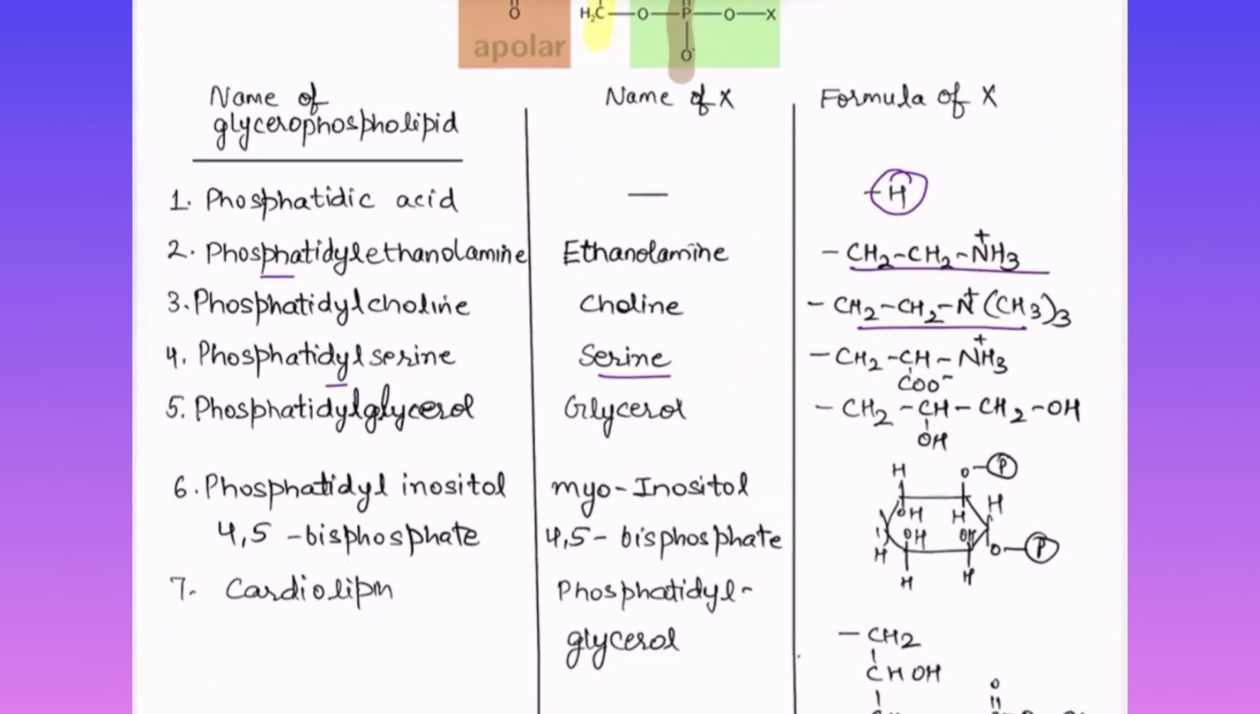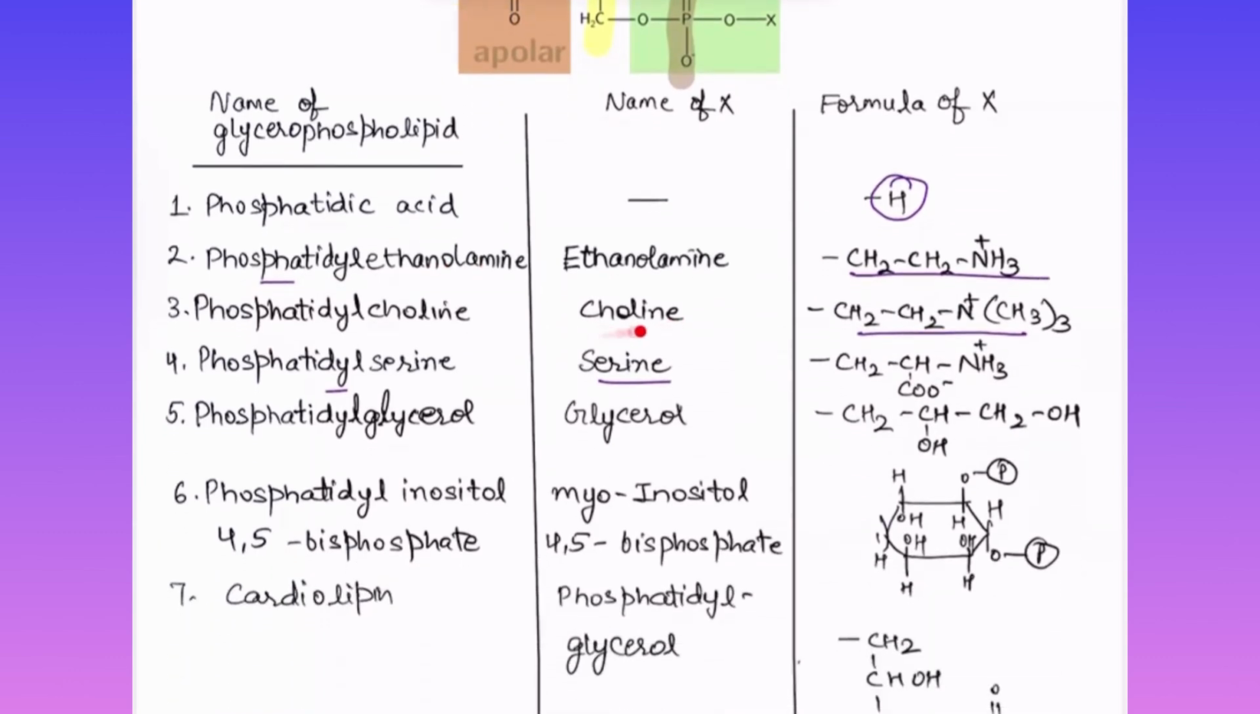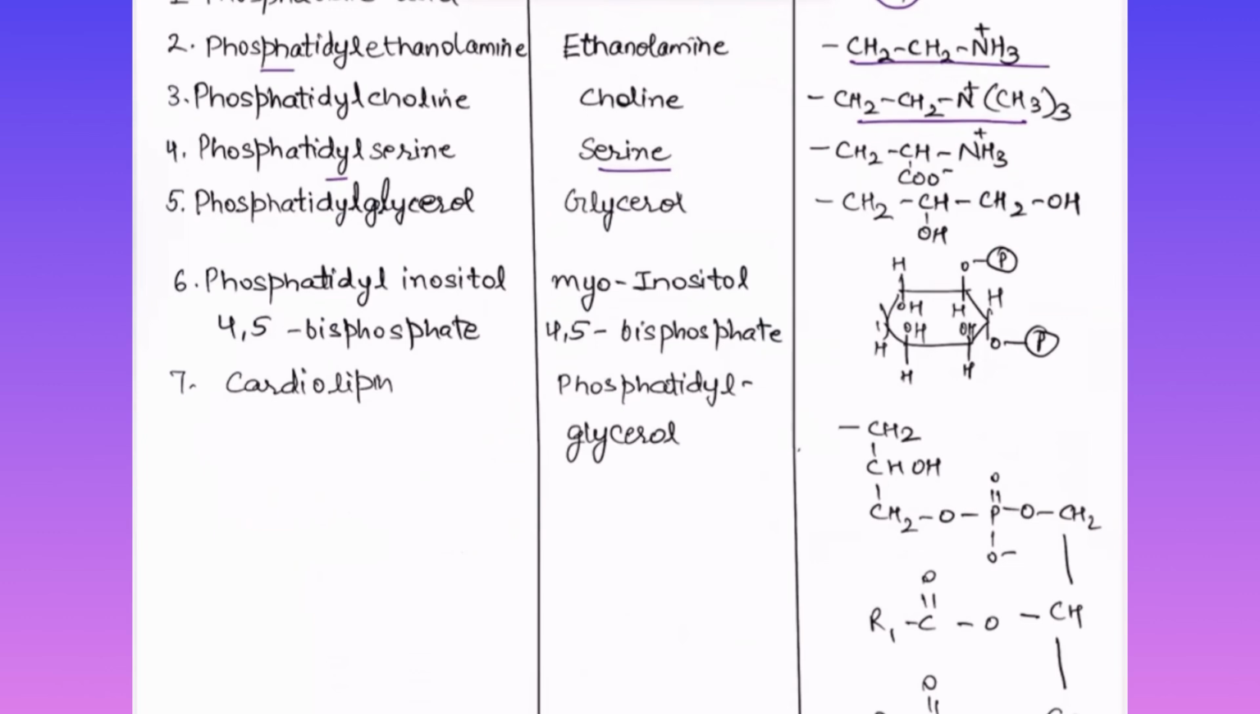Different types of glycerophospholipids can exist. If you attach to this X group an H, it becomes phosphatidic acid. Attach an ethanolamine group, it becomes phosphatidylethanolamine. Attach choline, it becomes phosphatidylcholine. For serine, it becomes phosphatidylserine. Glycerol, phosphatidylglycerol. Myoinositol 4,5-bisphosphate becomes phosphatidylinositol 4,5-bisphosphate.